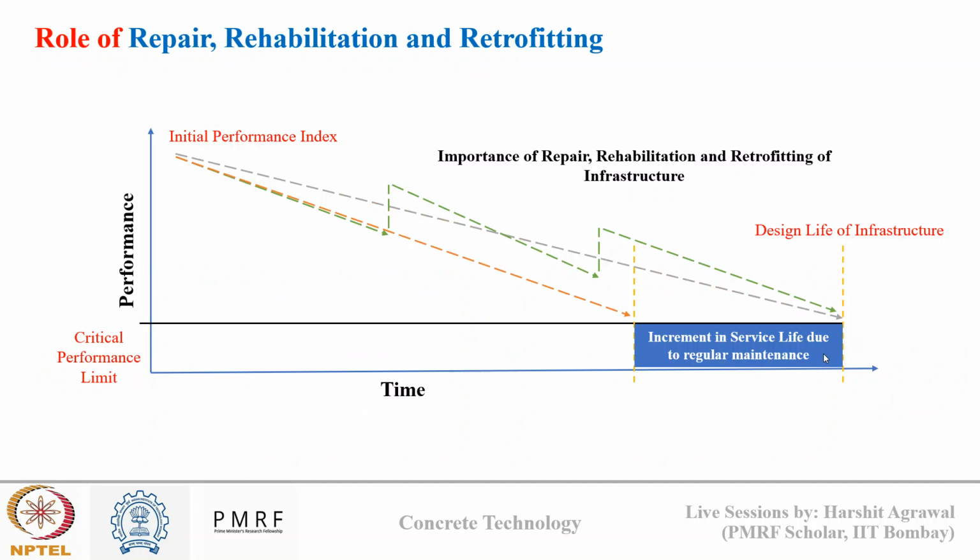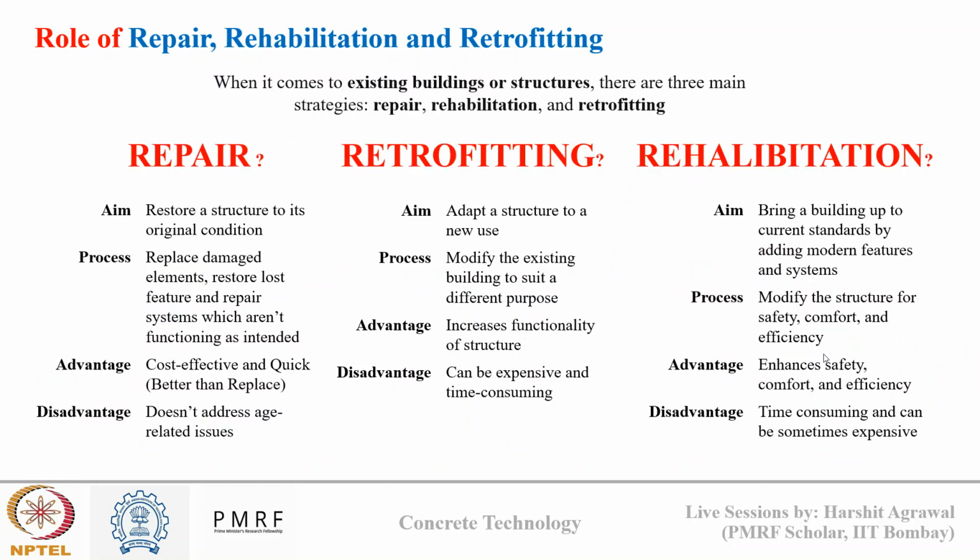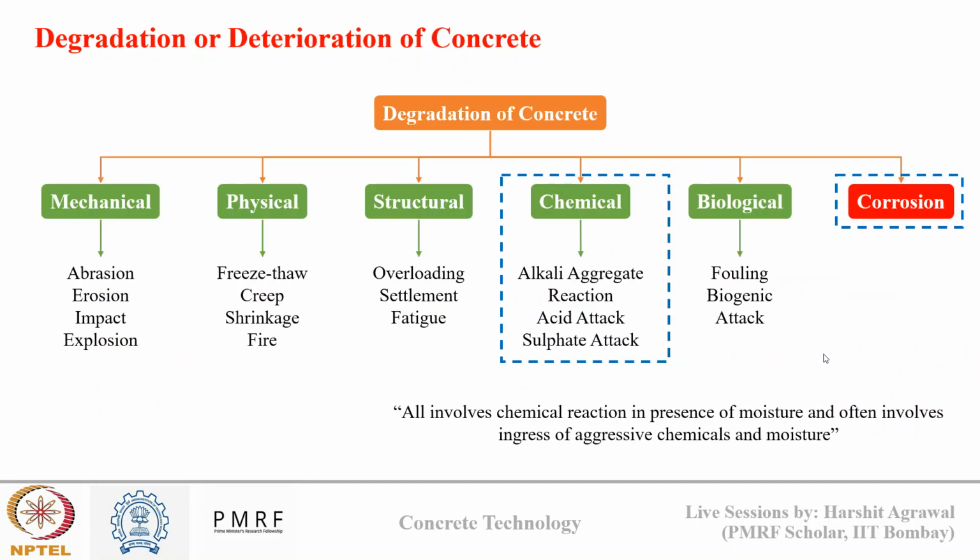In the IS code, we understood how degradation influences the service life and how repair, rehabilitation, and retrofitting can improve the service life. Going one step further, we understood what each of these three R's means in terms of their role in enhancing the durability of concrete. Then, coming back to the course content, we defined different ways in which degradation can happen in concrete, which can be classified into six divisions: mechanical degradation, physical degradation, structural degradation, chemical attack, biological degradation, and corrosion.